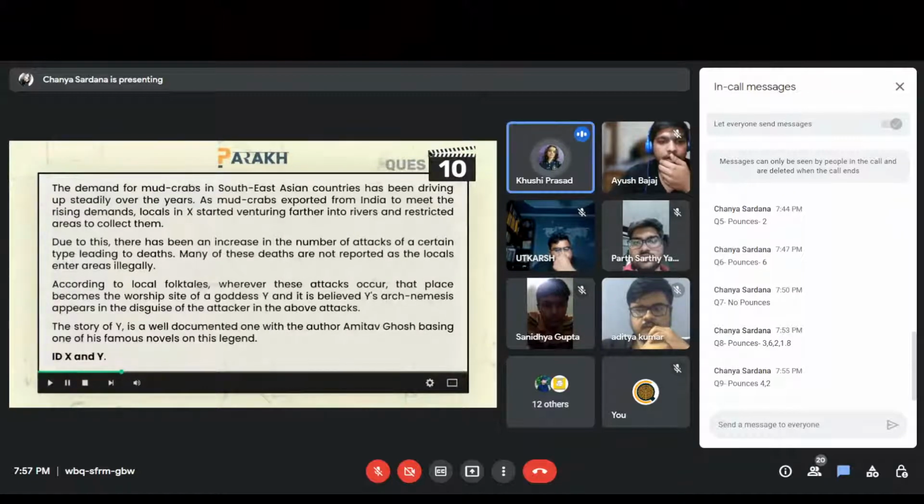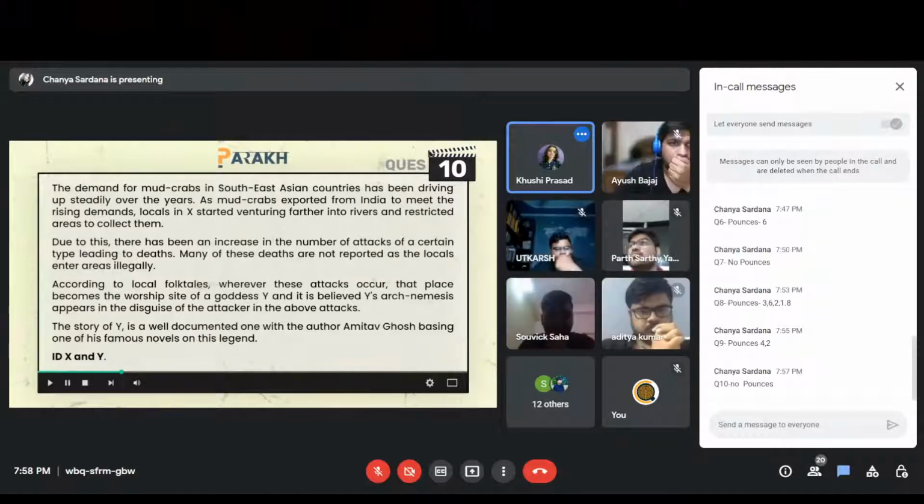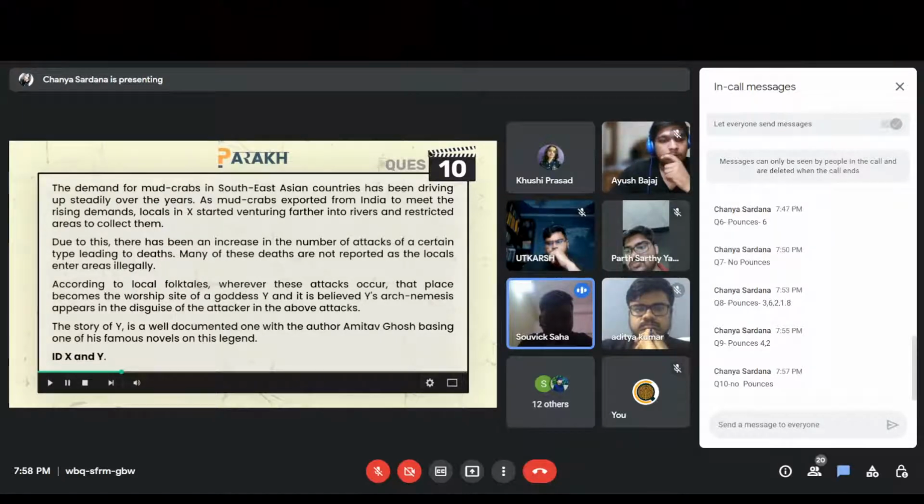Okay, so we'll be closing the pounce window after 5 seconds. Okay, the pounce window is now closed. Team 7, your answer? Y is Durga? And no idea for X, so pass, I guess.